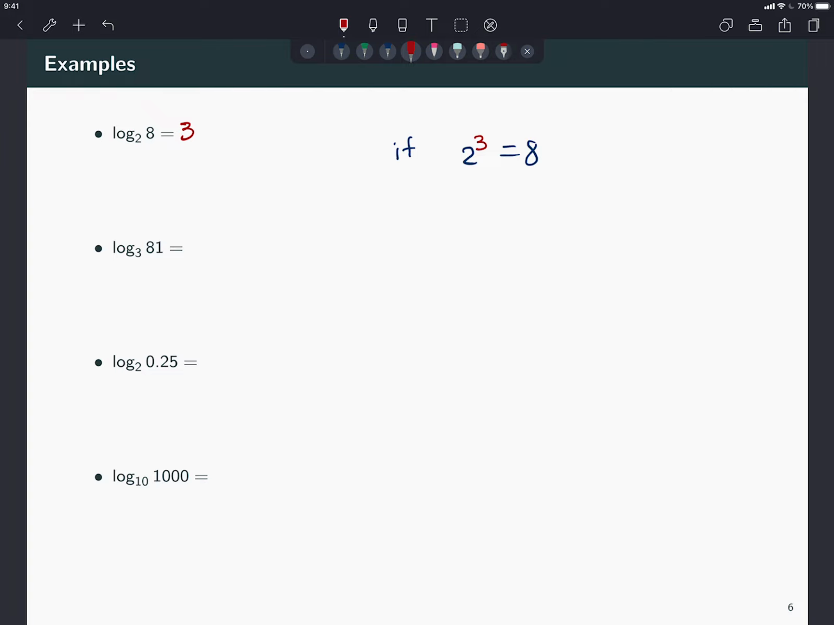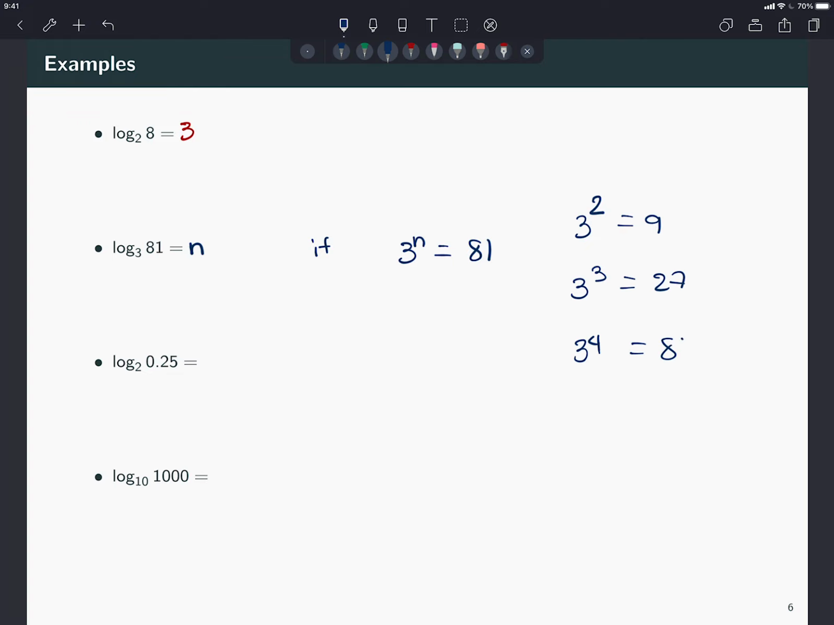Okay. Next example is log base 3 of 81 is going to be a number n, again, if 3 to the power of n gives me 81. And again, these are not terribly complicated numbers. If you're familiar with exponents and some basic powers, 3 to the power 2, of course, is 9. And if you do it one more time, 3 to the power of 3 is 27. But 3 to the power of 4 is 81.